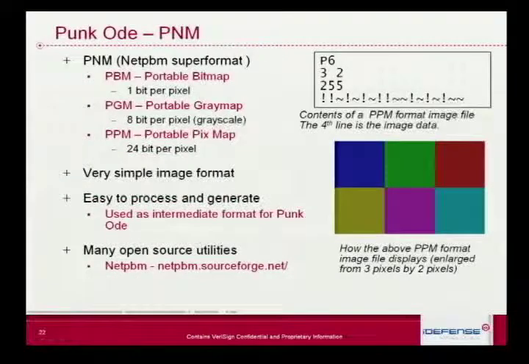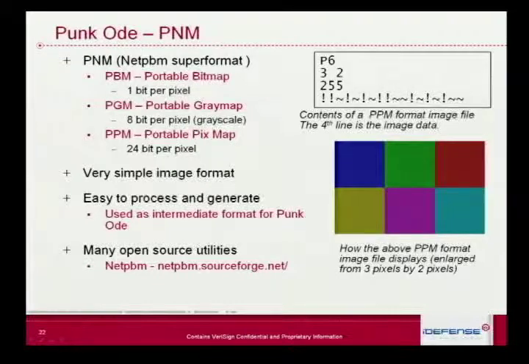The netpbm super format, or PNM, is a group of file formats which are used for storing images. On the right, up the top, is the actual contents of an image file. It's a really simple format. The top is the type of file it is. Then the next two values are the width and the height. Then it's the maximum value in it. And after that comes the raw data.